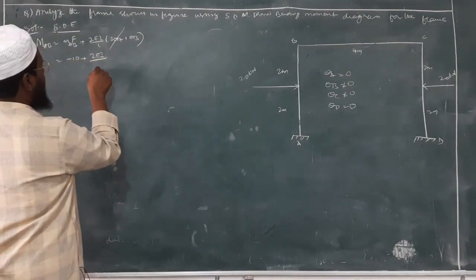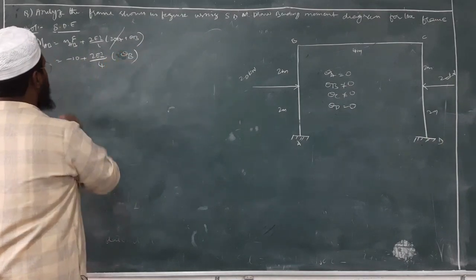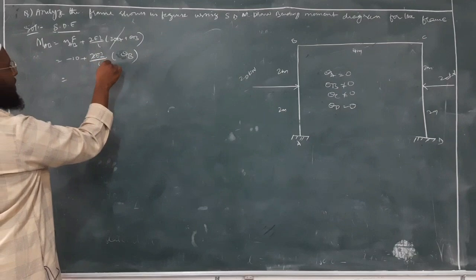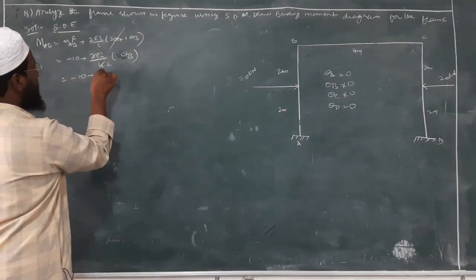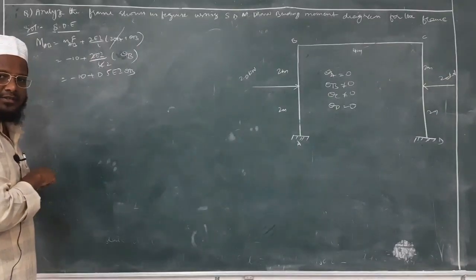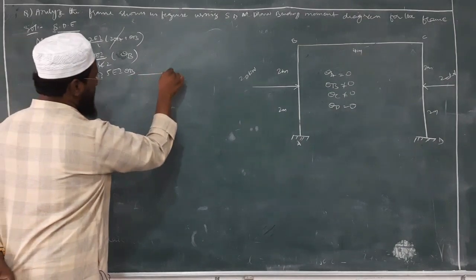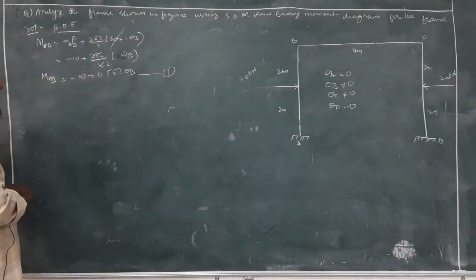What is the span of AB? 4 into theta B. So what will happen? 2 1s are 2, 2 2s are 4. So minus 10 plus 0.5 EI theta B. Right? Yes. So capital MAB. This is equation number 1.